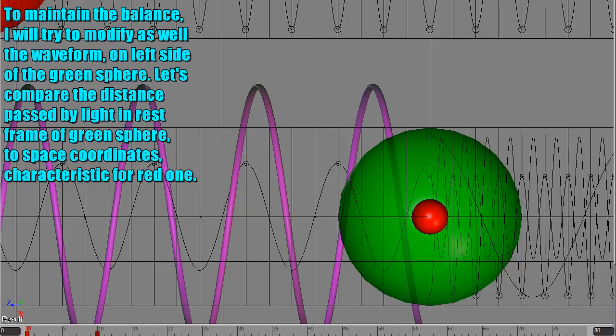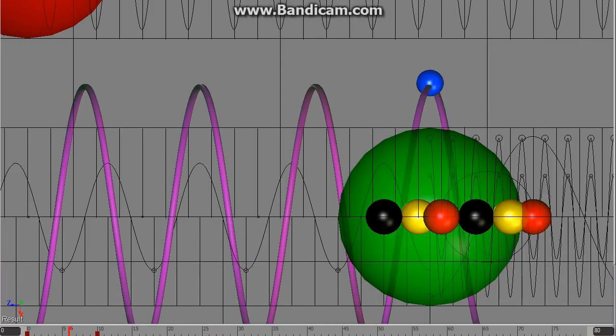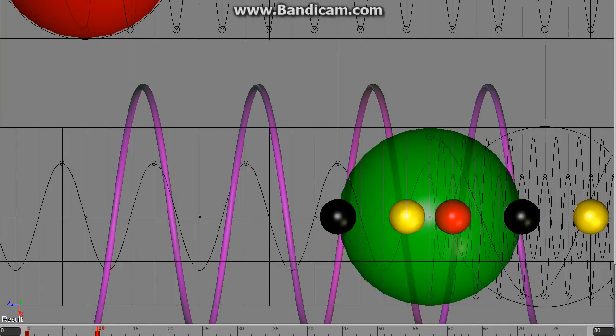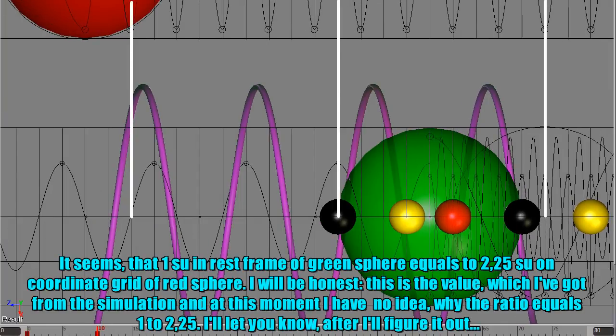To maintain the balance, I will try to modify as well the waveform on the left side of the green sphere. Let's compare the distance passed by light in the rest frame of the green sphere to space coordinates characteristic for the red one. It seems that 1 space unit in the rest frame of the green sphere equals 2.25 space units on the coordinate grid of the red sphere. I will be honest, this is the value which I've got from the simulation, and at this moment I have no idea why the ratio equals 1 to 2.25. I'll let you know after I figure it out.